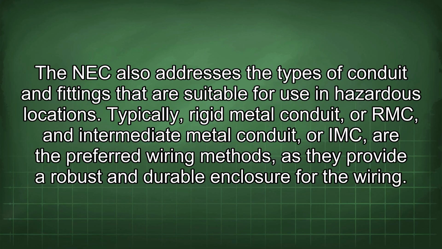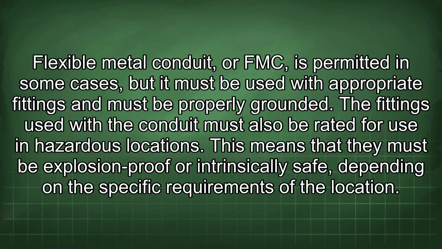The NEC also addresses the types of conduit and fittings that are suitable for use in hazardous locations. Typically, rigid metal conduit, or RMC, and intermediate metal conduit, or IMC, are the preferred wiring methods, as they provide a robust and durable enclosure for the wiring. Flexible metal conduit, or FMC, is permitted in some cases, but it must be used with appropriate fittings and must be properly grounded. The fittings used with the conduit must also be rated for use in hazardous locations. This means that they must be explosion-proof or intrinsically safe, depending on the specific requirements of the location.